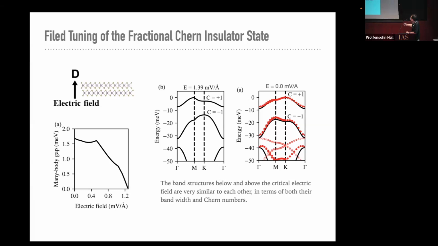You know, the bandwidth is about the same. The Chern number is still the same, which means that the single particle bands haven't crossed each other, right? So then why would this FCI state be destroyed?